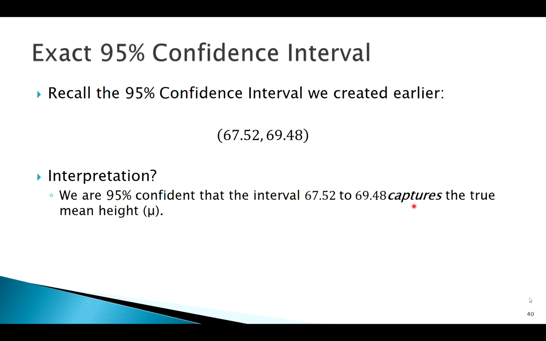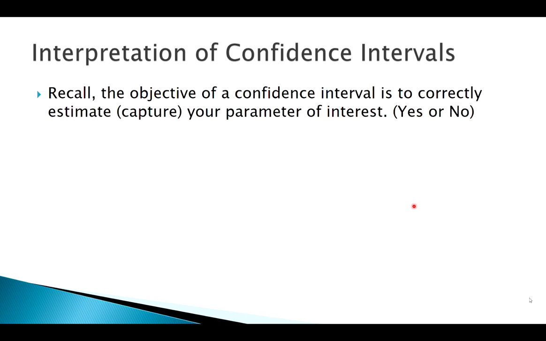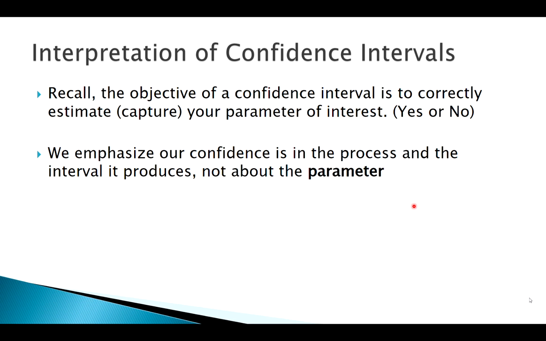All right, so notice that wording there. I want to expand on the interpretation of these things a little bit. The interpretation has everything to do with the objective of this interval. Remember, the interval either does its job correctly or not. It captures it, yes, or no, it doesn't capture it. Just make sure when you're interpreting this, you're talking about your interval, not the parameter that you're looking for. The confidence level is associated with our interval, not the parameter.